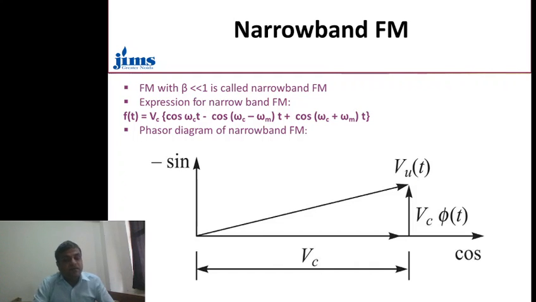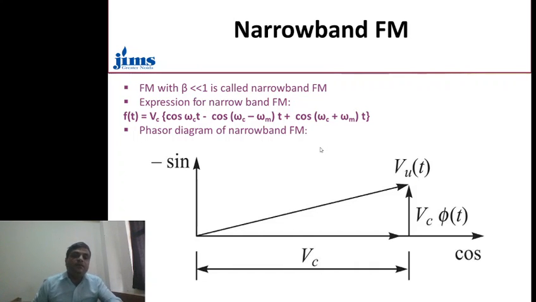See this particular equation for a narrow band FM. If you compare this equation with the AM equation, there is only a slight change at this particular point. All parameters are the same. So here we got the negative, here we got the positive. Otherwise, a narrow band FM is just like an AM signal.